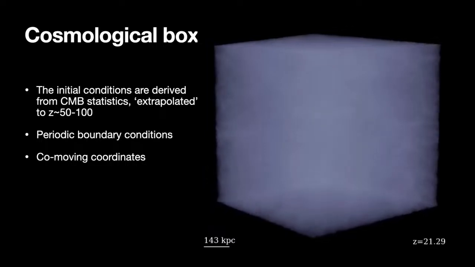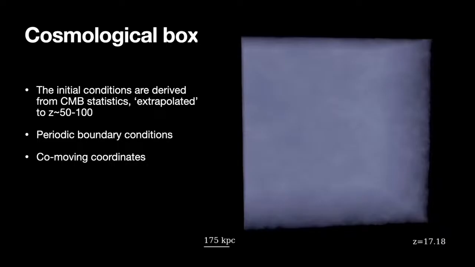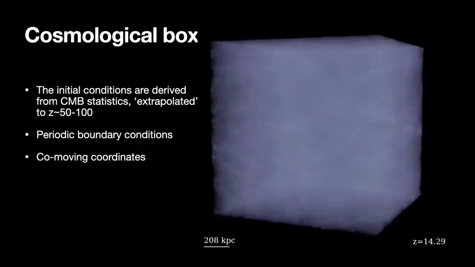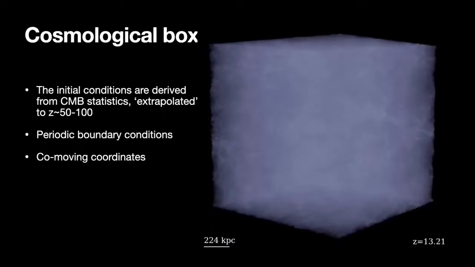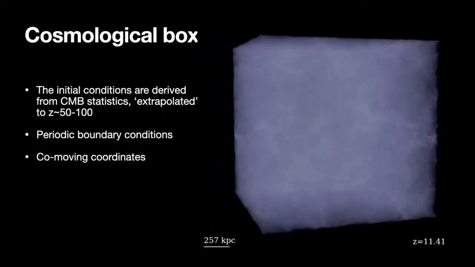So then there is the cosmology. If you want to use cosmological simulations, you have to start with initial conditions, which are based on the cosmic microwave background, so Gaussian fluctuations in the density distribution of dark matter.